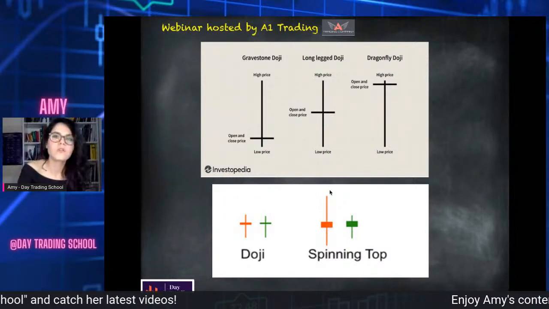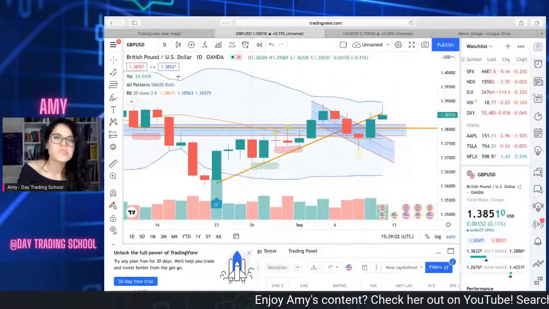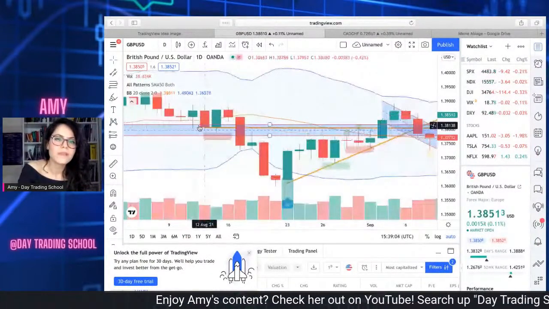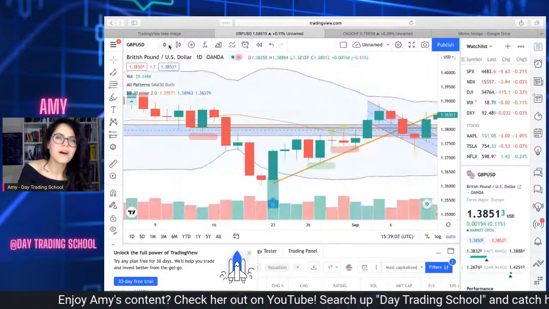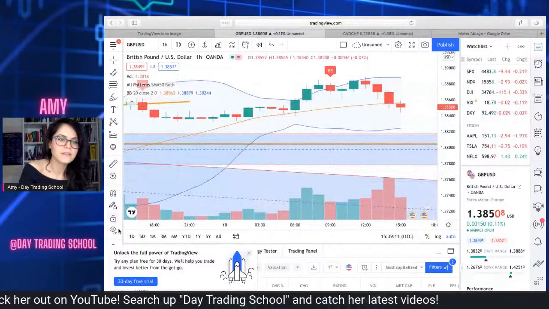There was actually a good example on GBP USD, but I don't remember when that was. I do remember that I had entered because of 2 doji. Let me see if I can find it.